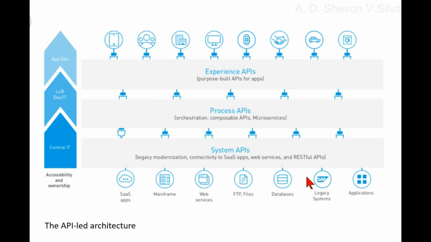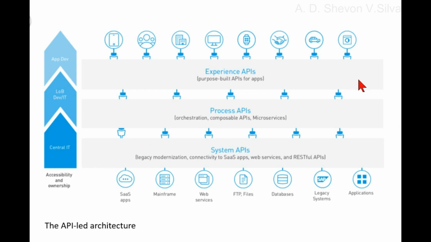API-led connectivity is a multi-layered approach that scales IT capability through its emphasis on modular components, decentralized authority over application development and reusable assets. It is a fundamental shift in the IT operating model and promotes decentralized access to data and capability while retaining security.